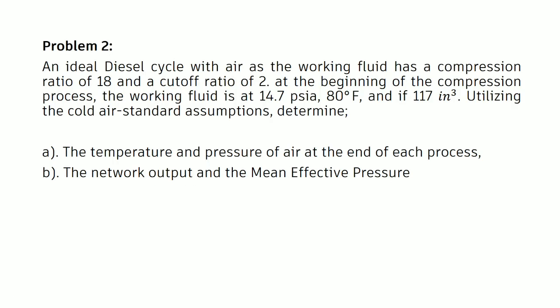For a part 2 problem, an ideal diesel cycle with air as the working fluid has a compression ratio of 18 and a cutoff ratio of 2. At the beginning of the compression process, the working fluid is at 14.7 psi, 80 degrees Fahrenheit, and 117 cubic inch. Utilizing the cold air standard assumptions, determine the temperature and pressure of air at the end of each process, the net work output, and the mean effective pressure.